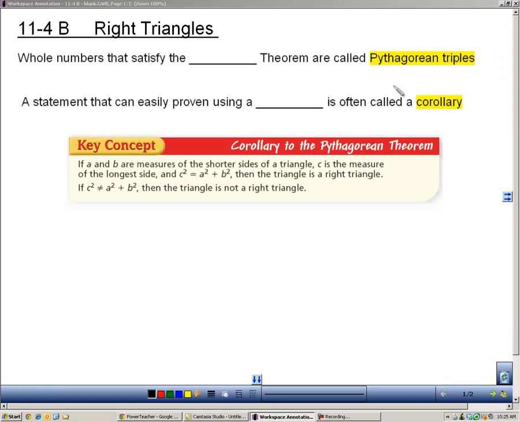Section 11.4b is about right triangles and using the Pythagorean theorem to find right triangles. We'll start with some definitions. Whole numbers that satisfy the Pythagorean theorem are called Pythagorean triples.